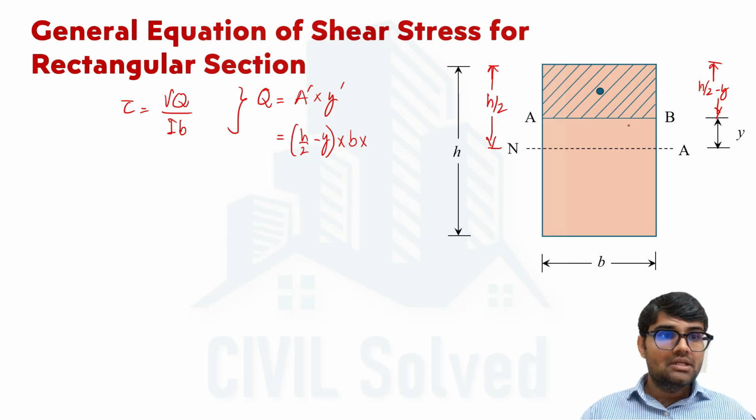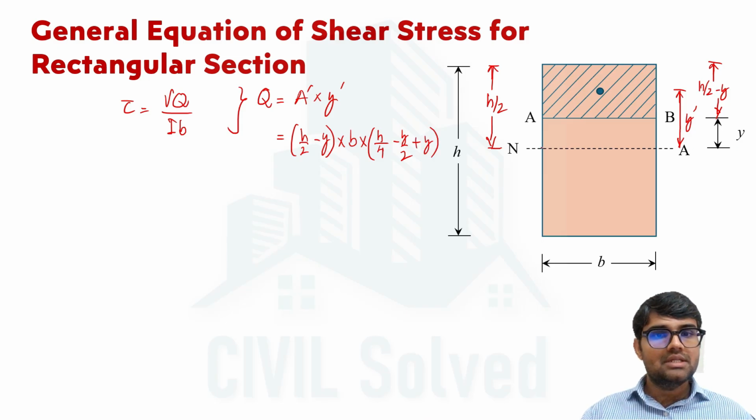Now y dash is the distance from the center of this considered area to the neutral axis. How can we determine that? It's quite easy. You can see y plus half of this distance will be this y dash. So I can write it as half of this portion, which is h by 4 minus y by 2, plus y, the distance up to the neutral axis.